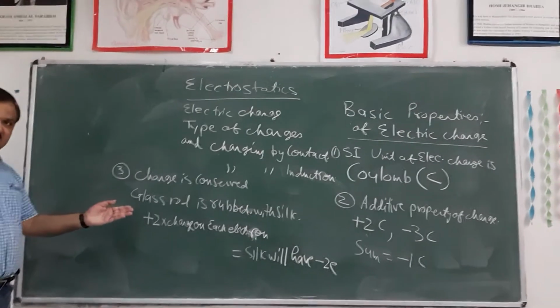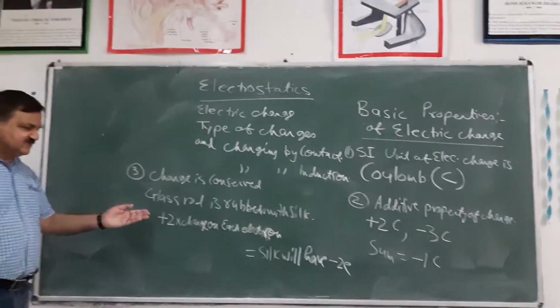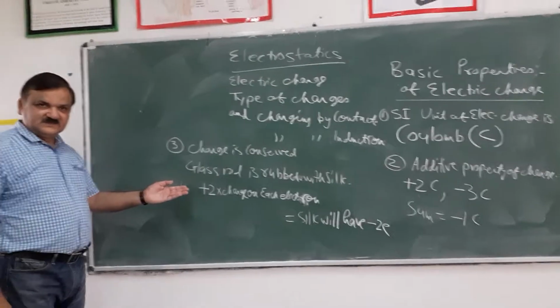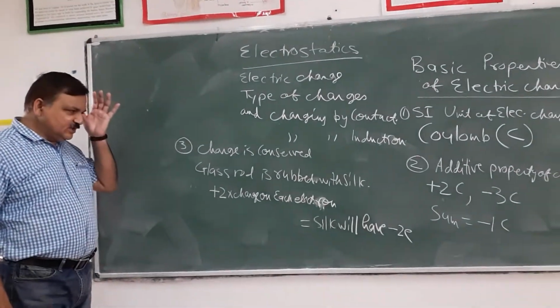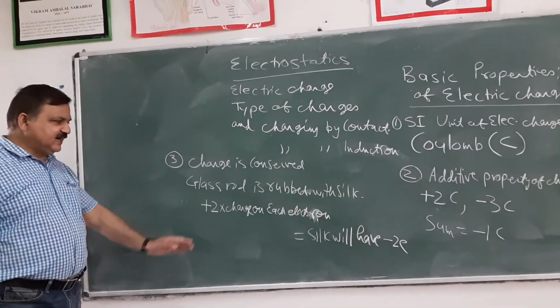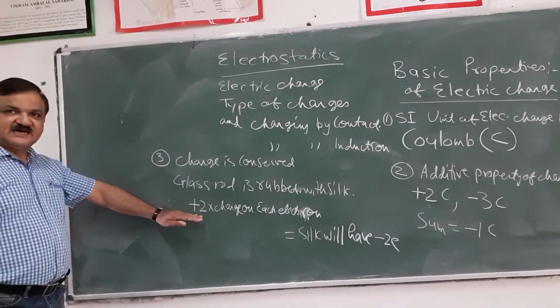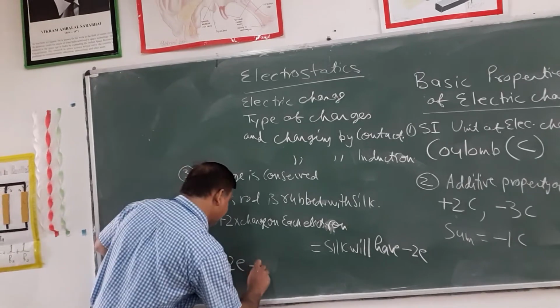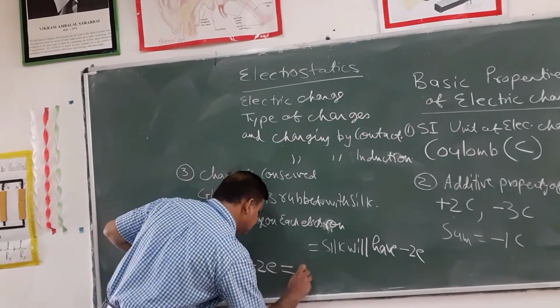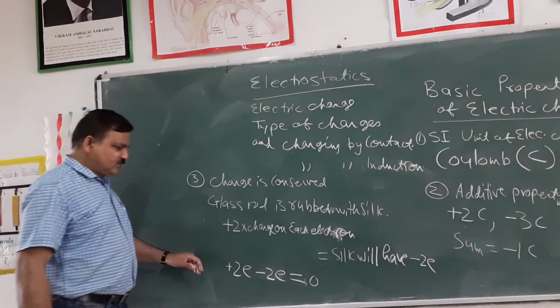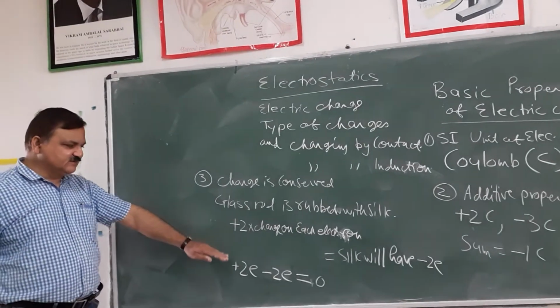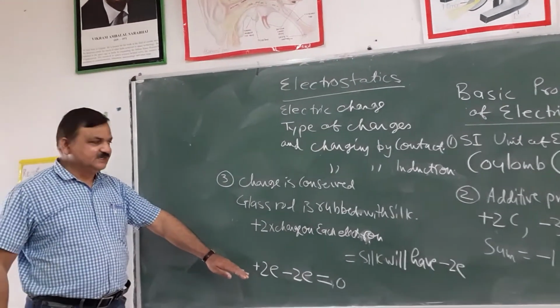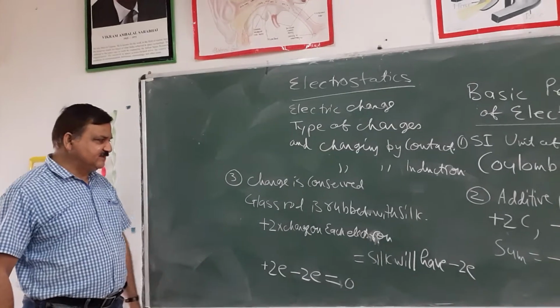So before the rubbing, the total charge is 0, and after rubbing also the total charge is 0, because plus 2e minus 2e is equal to 0. So total charge before rubbing is equal to total charge after rubbing. So electric charge is conserved.